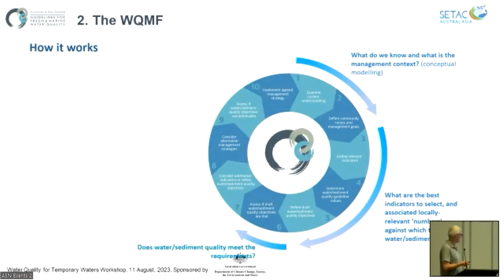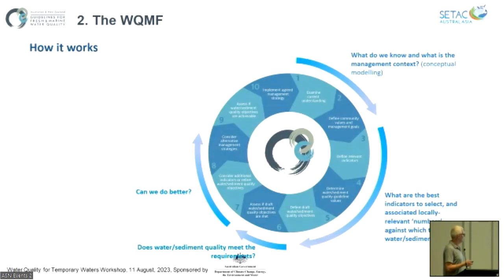Step 6 is sort of where the rubber hits the road, so to speak. It's where the actual assessment of your water or sediment quality against those water quality objectives is undertaken, to determine whether your water or sediment quality is acceptable or whether there are impacts. And then steps 7 and 8 are new, and they're effectively asking the question, can we do better?